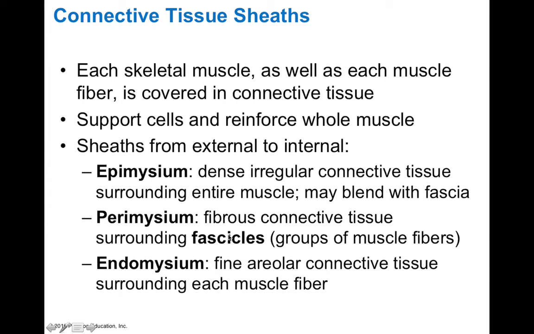Now, perimysium is a fibrous connective tissue that surrounds fascicles, which are basically groups of muscle fibers or skeletal muscle cells. And then endomysium means within, right? Within muscle. And it is actually made of a fine areolar type of connective tissue that surrounds each individual skeletal muscle cell or fiber to help nourish that fiber and supply it with nutrients.